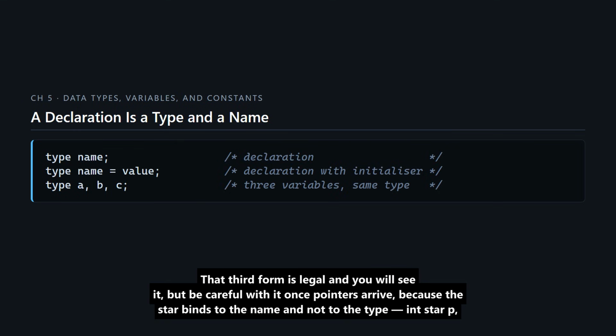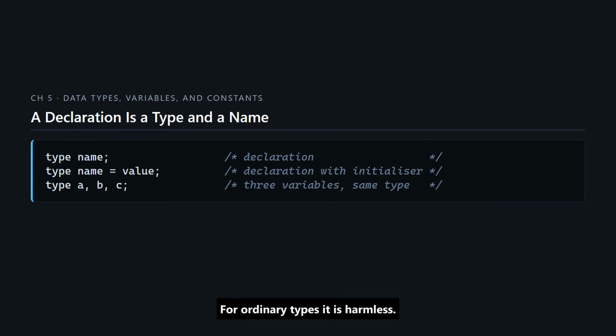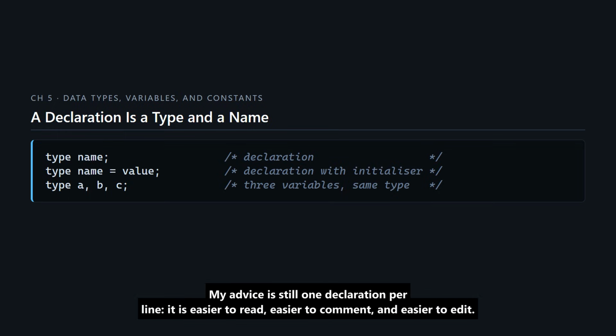That third form is legal and you will see it, but be careful with it once pointers arrive, because the star binds to the name and not to the type. int *p, q; gives you one pointer and one plain int, which is almost never what the person writing it meant. For ordinary types it is harmless. My advice is still one declaration per line. It is easier to read, easier to comment, and easier to edit.